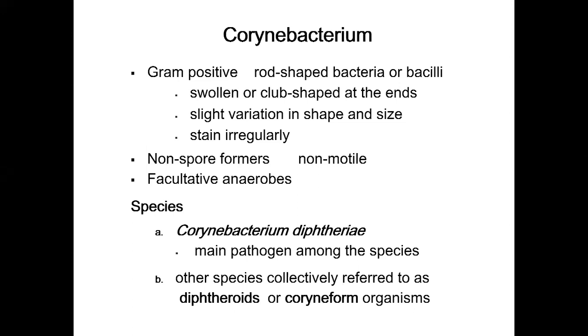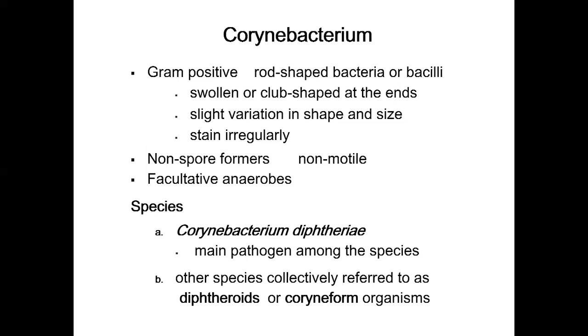But in that group, the bacteria are gram-positive, rod-shaped organisms or bacilli. And they are not typical bacilli. They show a lot of variation in shape and size. So some are very small, some are almost round. Occasionally, one might see a typical bacillus, but all in all, they vary.